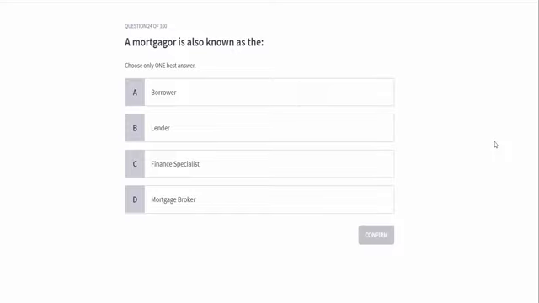All right, question 24. A mortgagor is also known as the, and it gives us four options. Is it A, the borrower, B, the lender, C, the finance specialist, or D, the mortgage broker? So like always, I'm going to give you guys an opportunity to pause here and come with your answer.